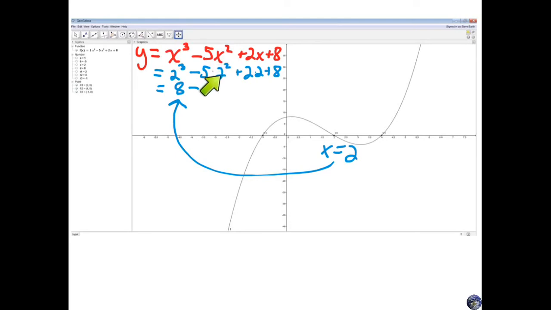Exponents come before multiplication. So 2 squared is 4, and 5 times 4 is 20. And then we do the 2 times 2 is 4 plus 8. So now we just have to add these up. I think it's actually easy to add this way. 8 and 8 is 16. Plus 4 is 20, and then 20 and minus 20, hey, that's 0. It checked out. It really is a root.